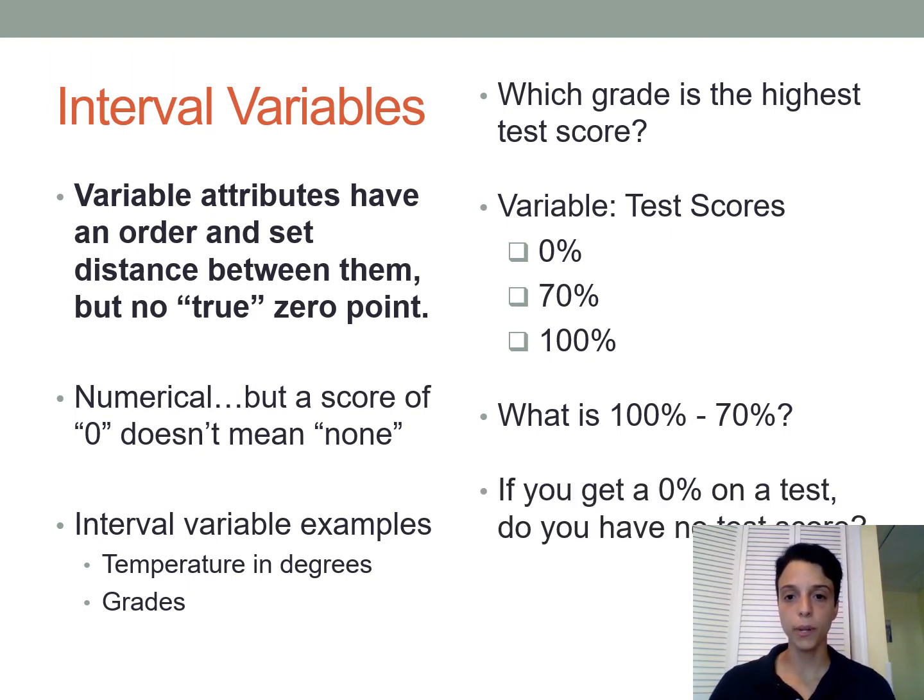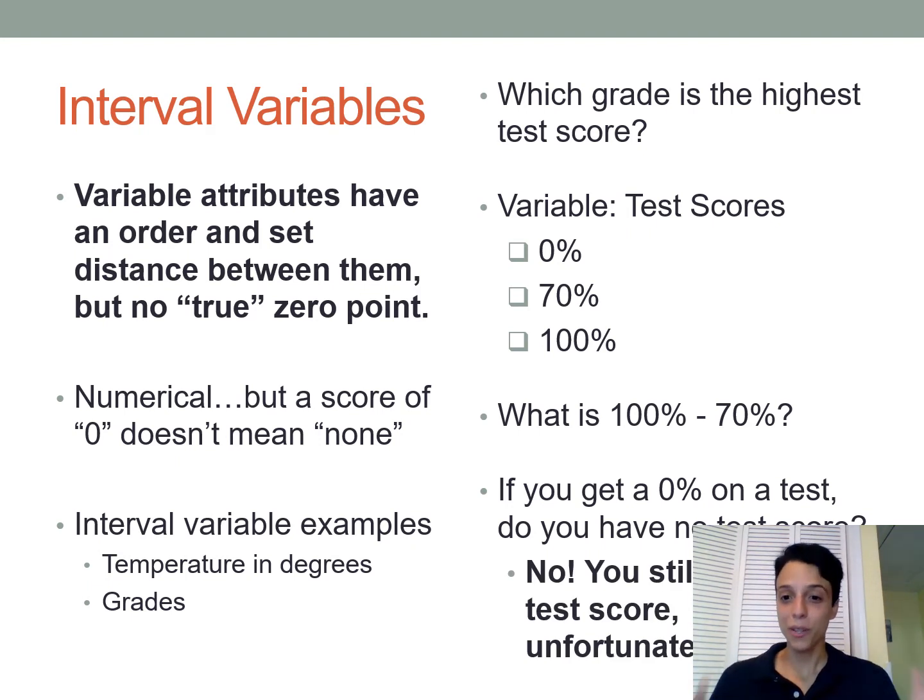But do we have a true 0 point? Well, what happens if you get a grade of 0 on a test? Does it mean that you got no grade? Unfortunately, no. You still have a test score. It's a 0. So in this case, 0 refers to something, and it doesn't refer to having none of the variable. It's just a different value that the variable can take on. So again, with interval variables, they're usually numerical, meaning they're made of numbers. The attributes can be put in order. There's a set distance between them, but when you have a value of 0, it's just some value that the variable can take on. It doesn't mean that you have none of that thing.